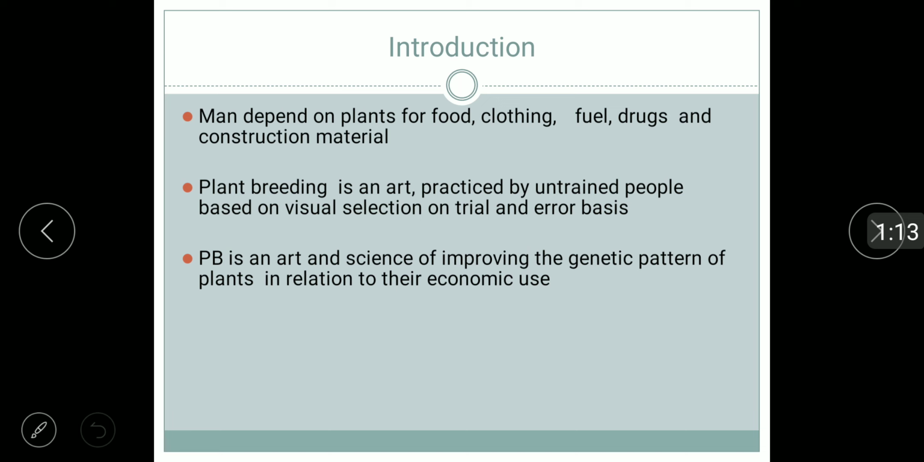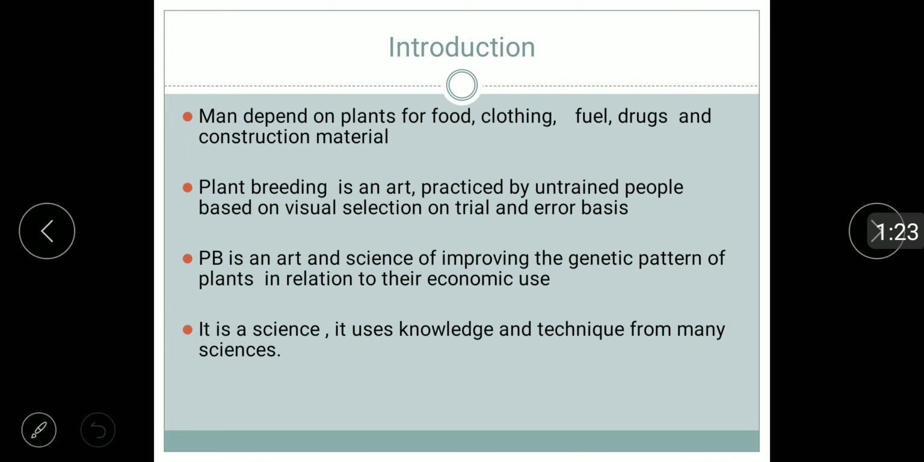And plant breeding is an art and science of improving the genetic pattern of plants in relation to their economic use. It is a science, it uses knowledge and technique from many sciences. Because in plant breeding, it uses knowledge and technique from many different disciplines.